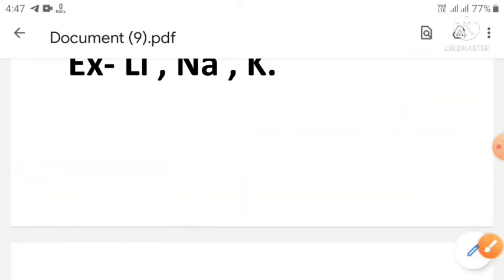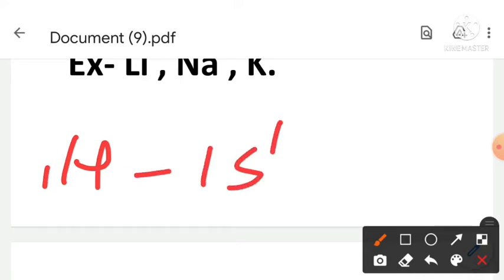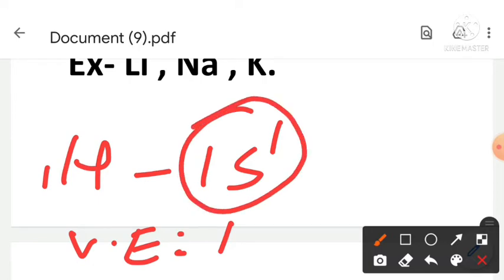Here it is also given except hydrogen, because hydrogen also has 1s1. You know that Z of hydrogen is 1. We write electronic configuration 1s1. Now its valence electron is 1 because its outermost shell is 1s1, so valence electron is 1, but it comes under the non-metals, so it is not included in metals.